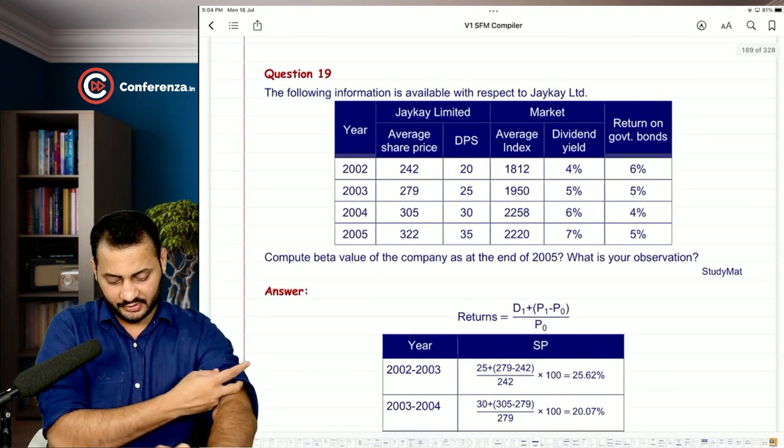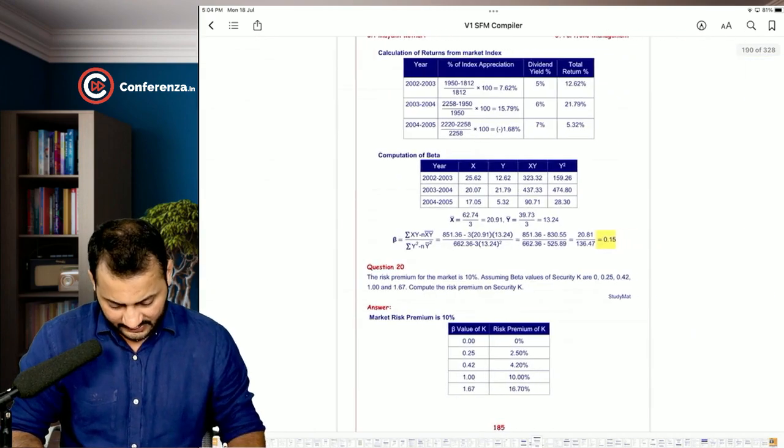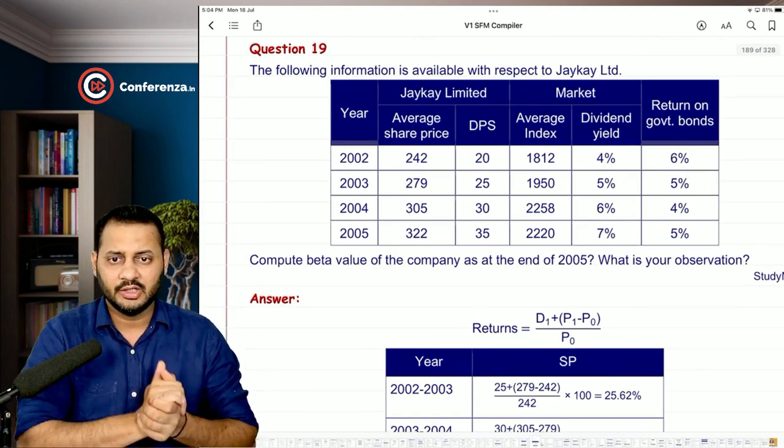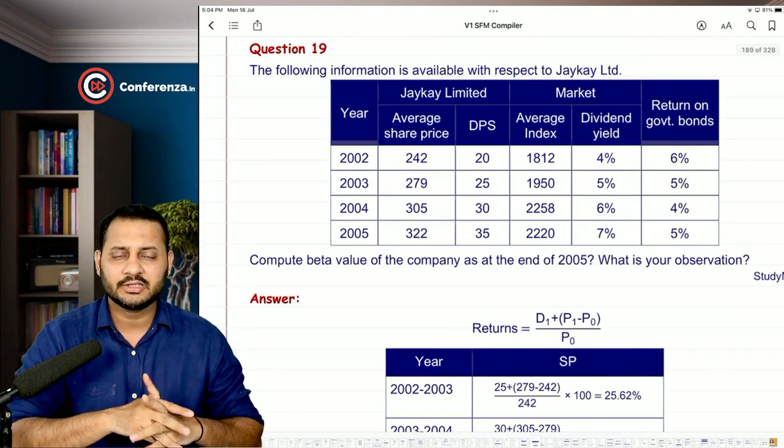Question number 19 in front of you. In this question we are going to use a different method of calculation of the beta. Question number 19, have a look. The following information is available with respect to JK Limited.